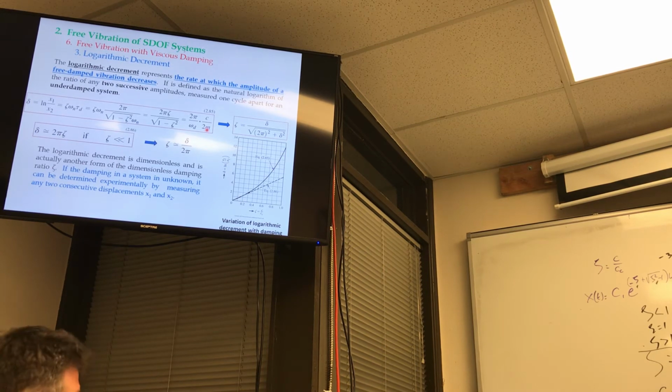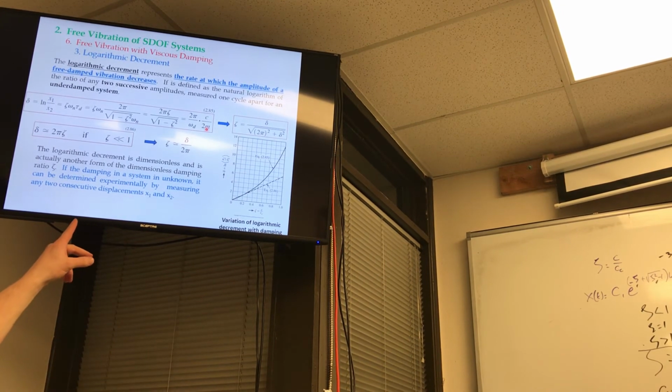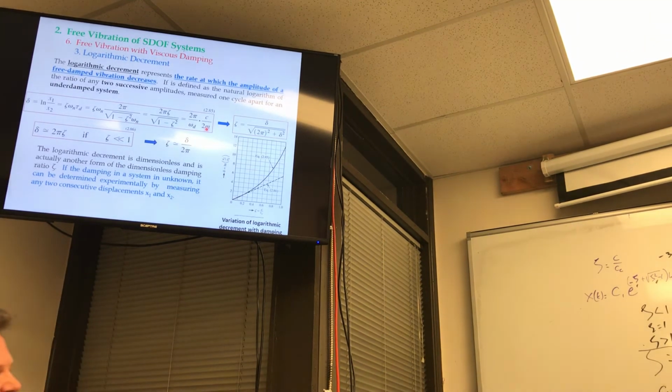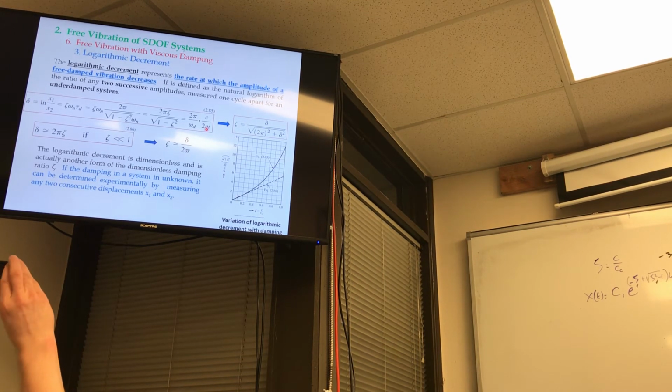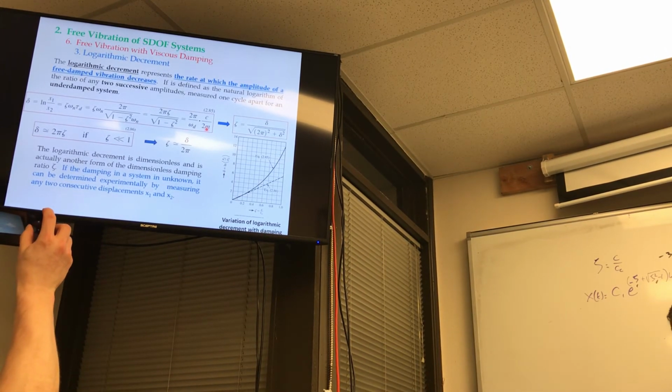Your slides don't match what you posted. You must have updated them. Probably just added borders maybe to the equation. No, the equations are different, from 2 pi zeta to 1 pi zeta. I can post the revised one. It's the derivation of it.